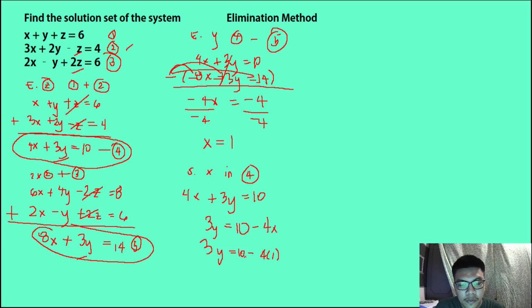So we have 3y equals 10 minus 4, that is 6. So we have dividing both sides by 3 now. So 6 divided by 3, so y is equal to 2.